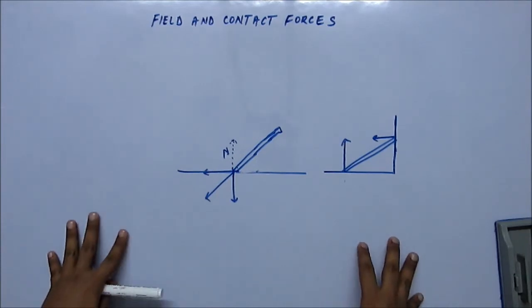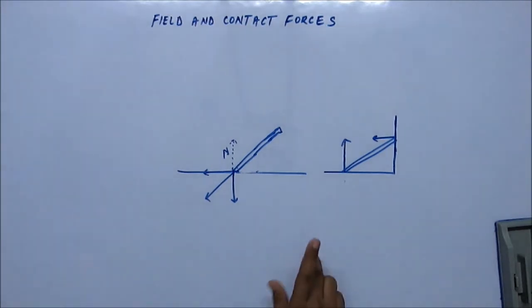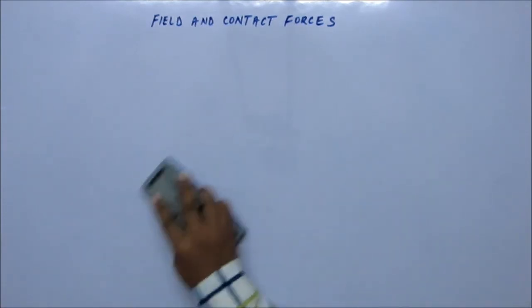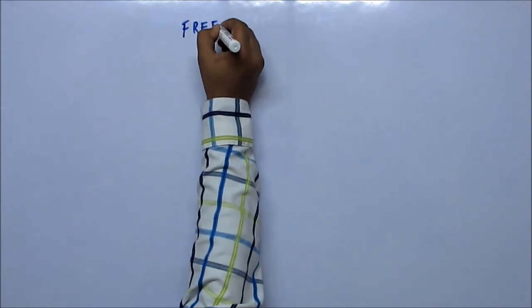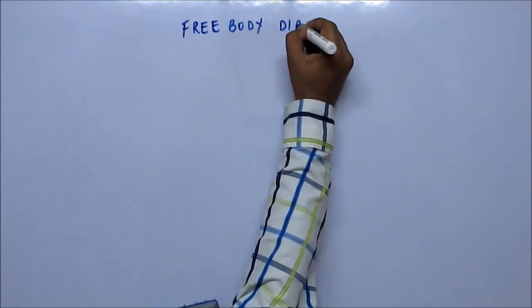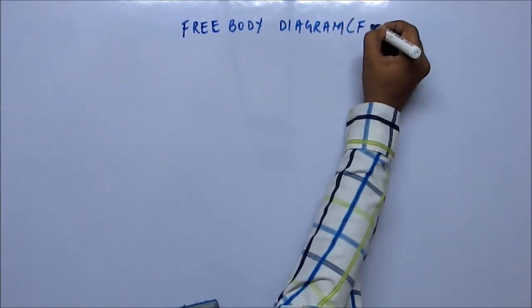So now what we have done is studied 5 common kinds of forces, contact force and field force, that we have to deal with. And we are going to study equilibrium of a body in a short while. Before that, we're going to study this. And this is called free body diagram, FBD.